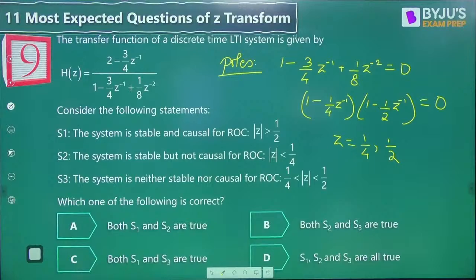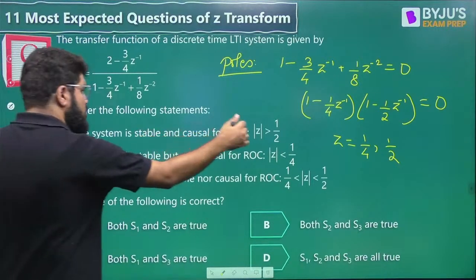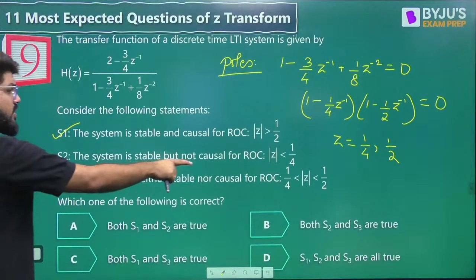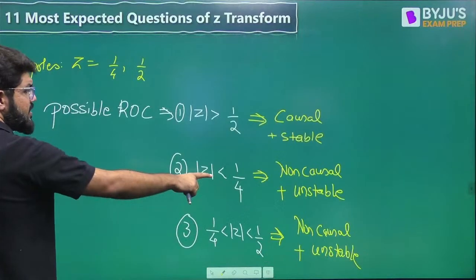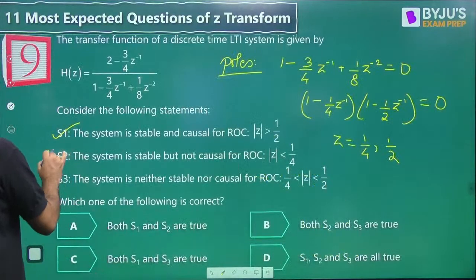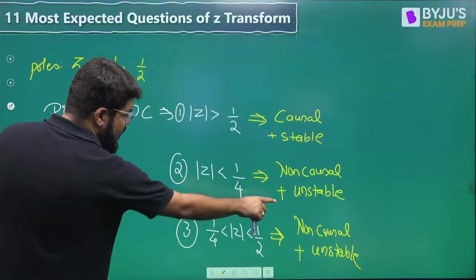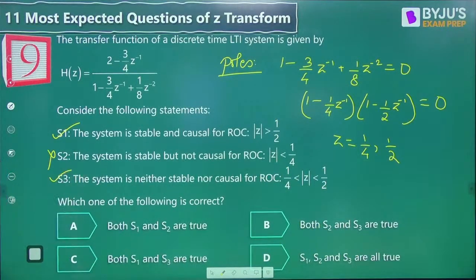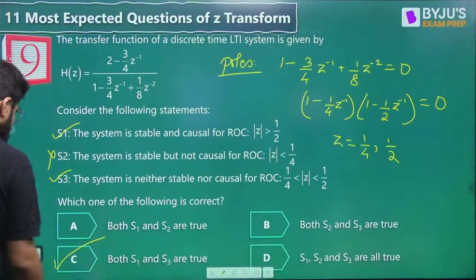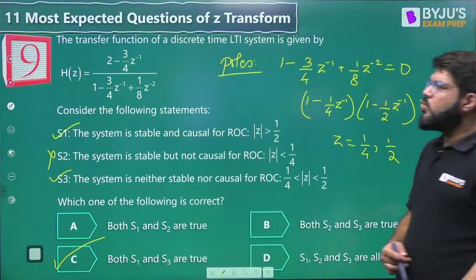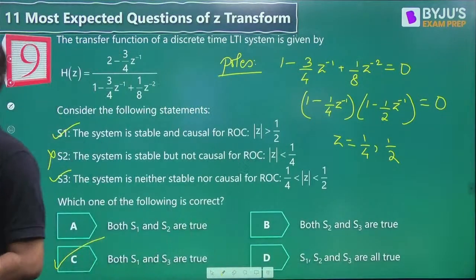Now they can make any type of option. The system is stable and causal for the first ROC. True, this is what is true. The system is stable but not causal for the second ROC: it is neither stable nor causal, so this one is wrong. The system is neither stable nor causal for the third ROC: this is correct. So according to the options, both S1 and S3 are true. Option C.